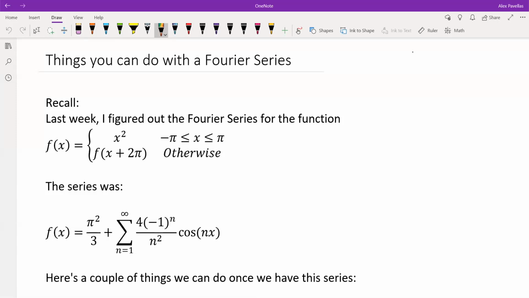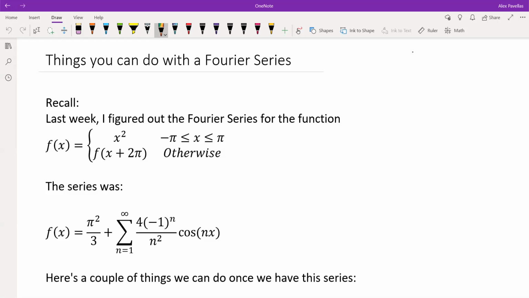So we had this function here, f of x was x squared on the interval minus pi to pi, and it had a period of 2 pi. Remember, this was the 5-year-old draws the ocean function. And we figured out that this crazy thing down here was the Fourier series for it.